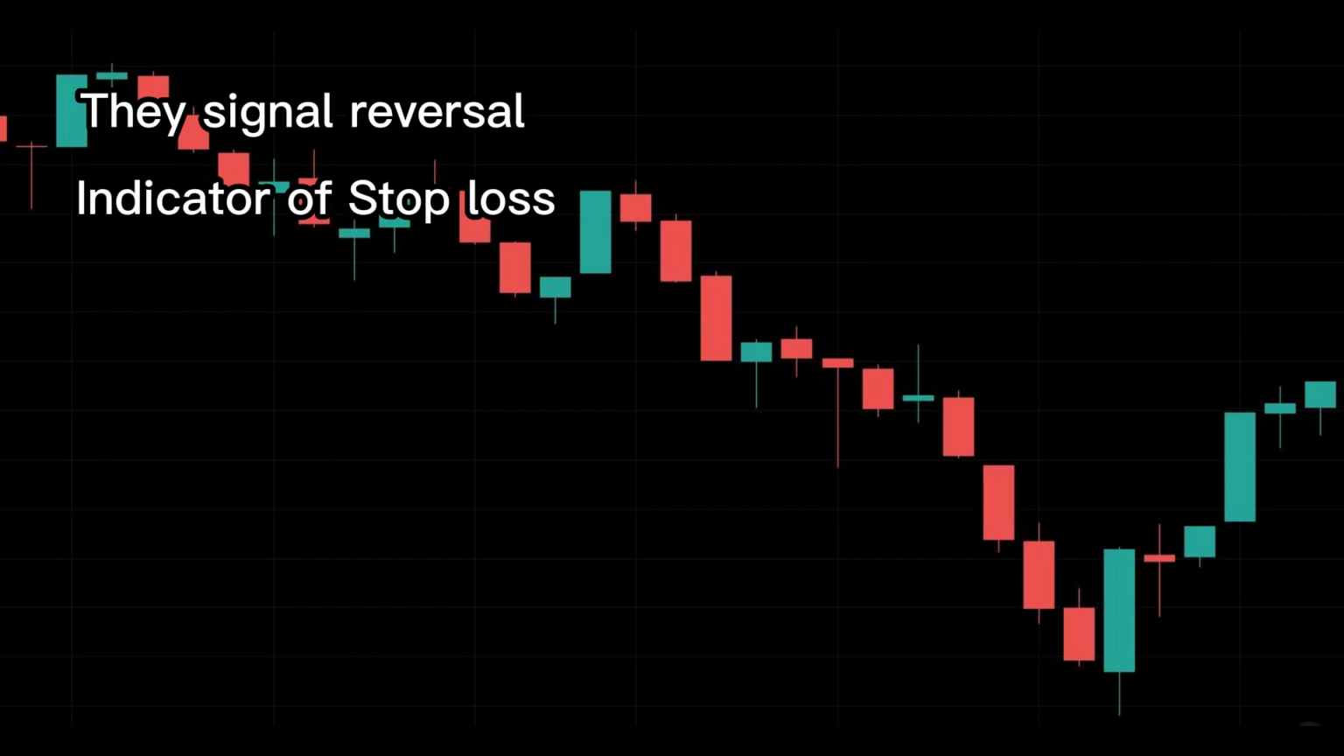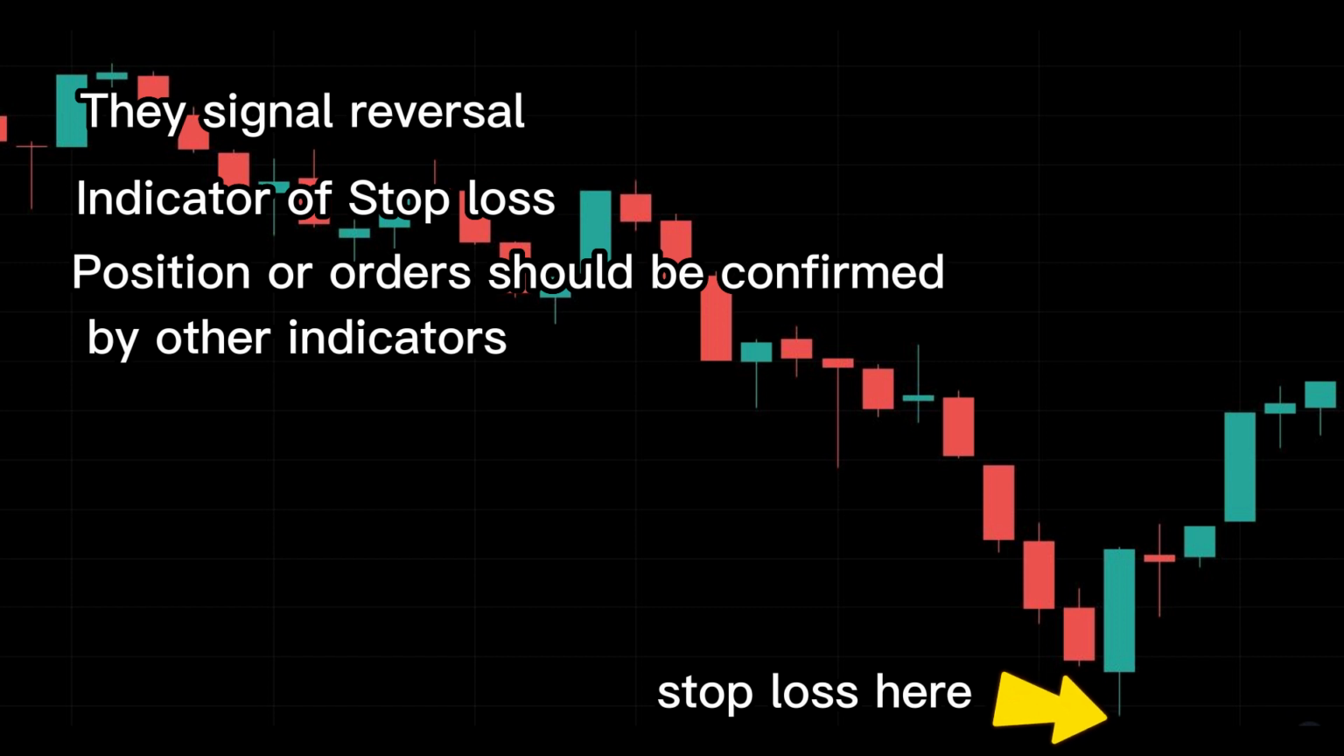2. Traders can place stop-loss orders below the low of the bullish engulfing pattern or above the high of the bearish engulfing pattern to limit potential losses. 3. Traders can use other technical indicators to confirm the pattern before entering a position. Bullish and bearish engulfing patterns are powerful candlestick patterns that can help traders identify potential reversals in the market. By understanding how to recognize and use these patterns, traders can make better decisions and improve their trading.